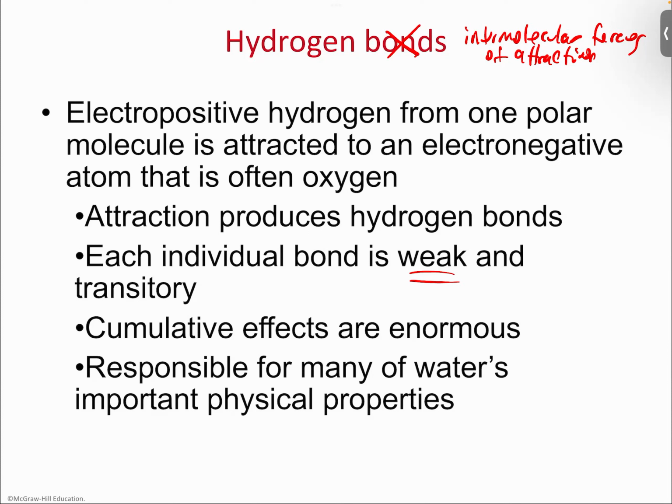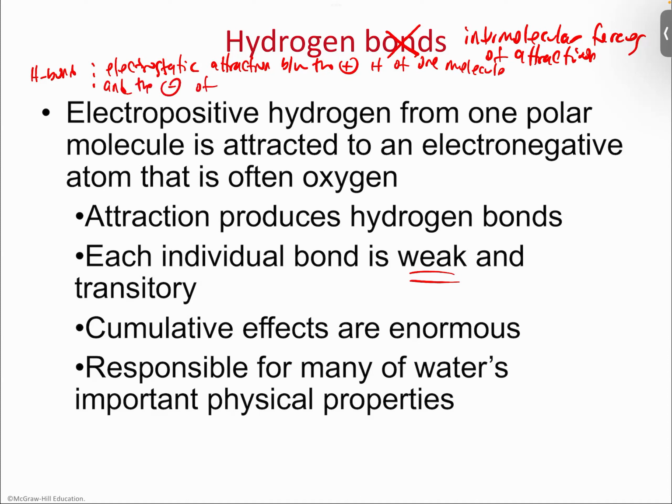So these guys are a little bit different in the fact that they are weak bonds, and they're not even bonds at all. So what a hydrogen bond is, simply, and I'm going to put the triple dots here, the definition: an H bond is simply an electrostatic attraction between the positive of a hydrogen of one molecule and the negative of an oxygen, nitrogen, or fluorine of another molecule.